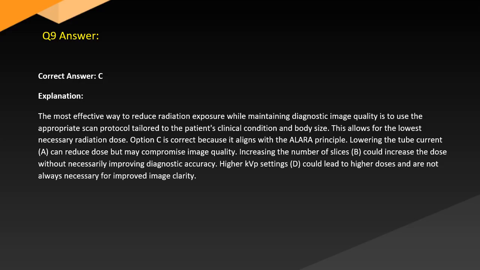Option A can reduce dose but may compromise image quality. Increasing the number of slices, option B, could increase the dose without necessarily improving diagnostic accuracy. Higher kVp settings, option D, could lead to higher doses and are not always necessary for improved image clarity.